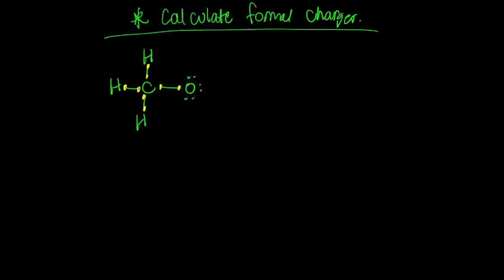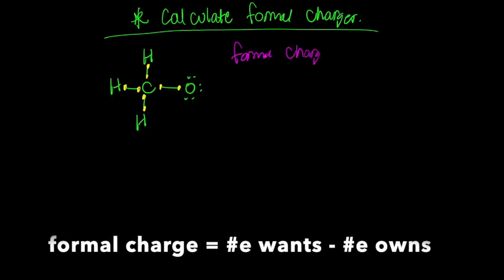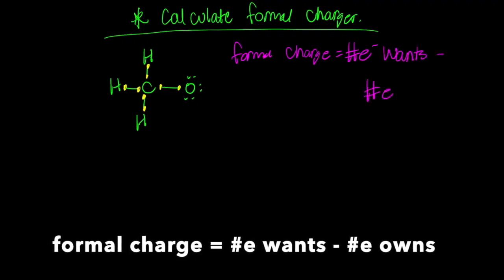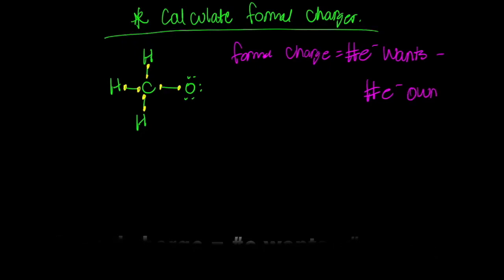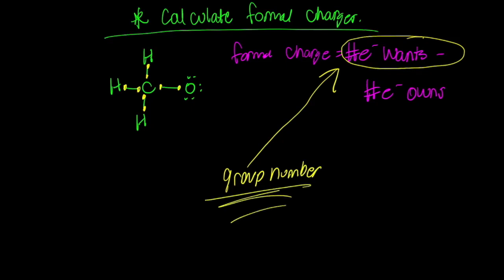And my formula looks like this. Formal charge is equal to the number of electrons an atom wants minus the number of electrons the atom owns. Okay? Now, the number of electrons that an atom wants is the group number. That's the group number. It's not 8. Okay, it's the group number of the element. All right, so keep that in mind.